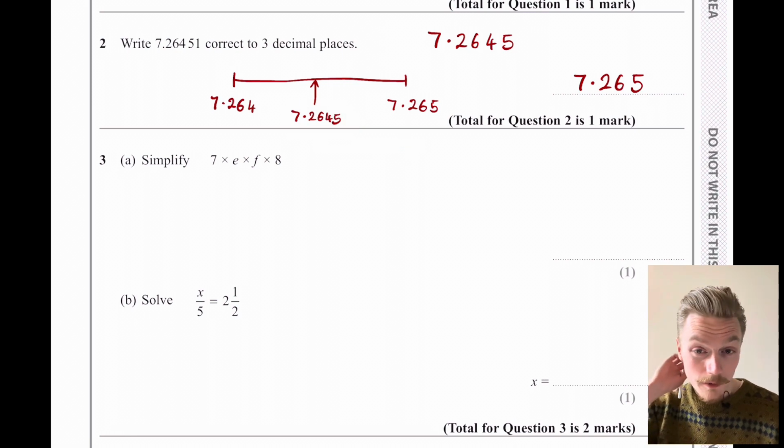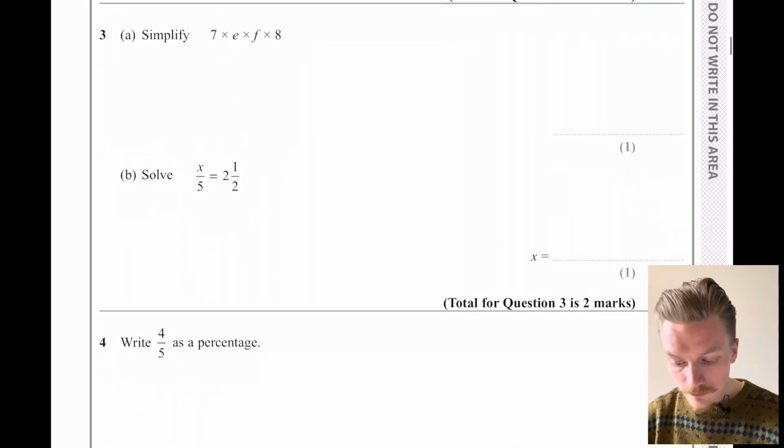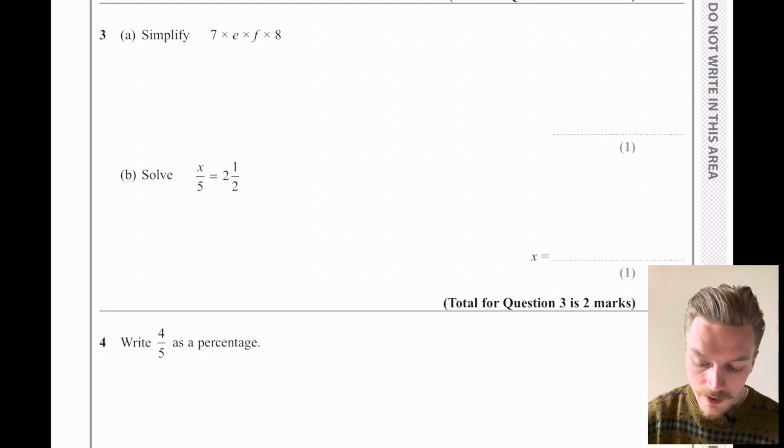So if it is spot on in the middle, you just round it upwards. Okay, that is rounding. Moving on, we've got our first introduction of some algebra here.